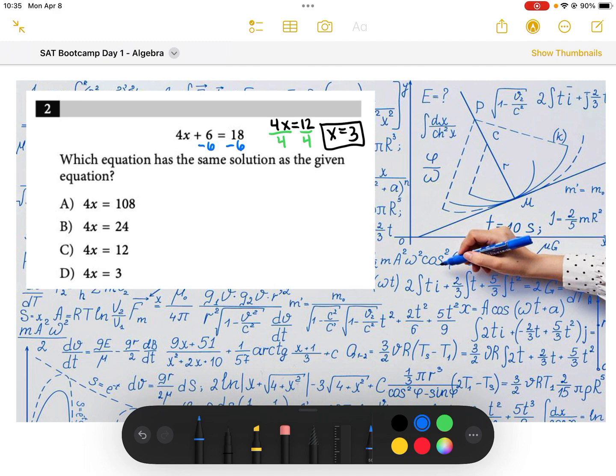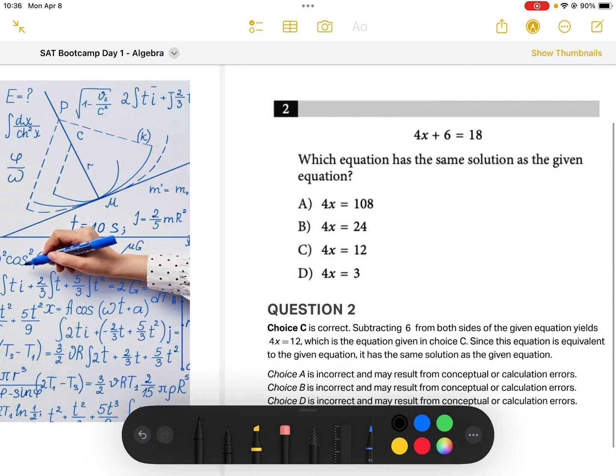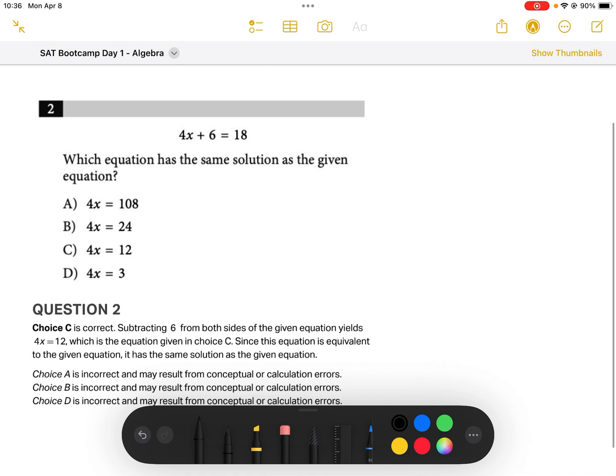So for A, if I divide both sides by 4, I would get x equals 27. For B, if I divide both sides by 4, I would get x equals 6. For C, if I divide both sides by 4, I would get x equals 3. And for D, if I divide both sides by 4, I would get x equals 3 over 4. The one that matches our solution to the first equation is x equals 3, so that is C. So again, here you have to solve that first equation and then compare them to A, B, C, or D.